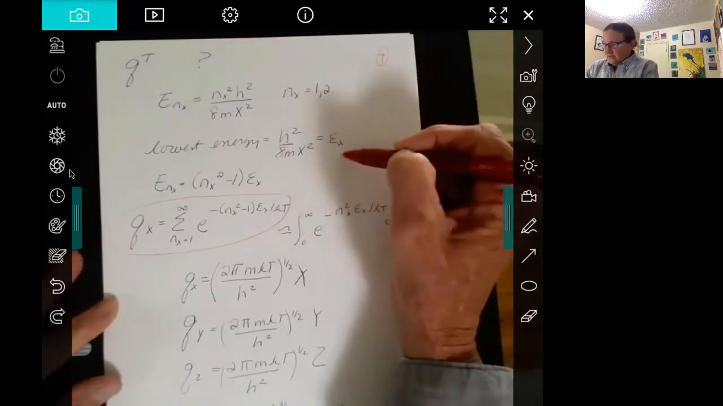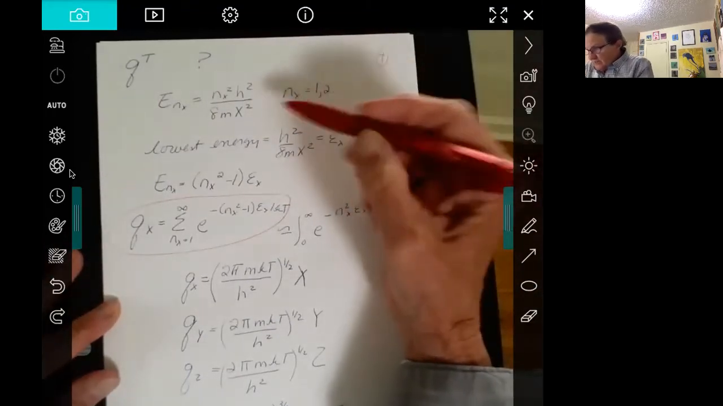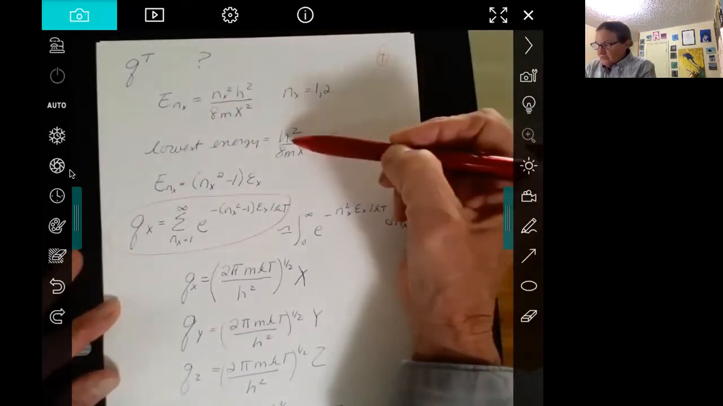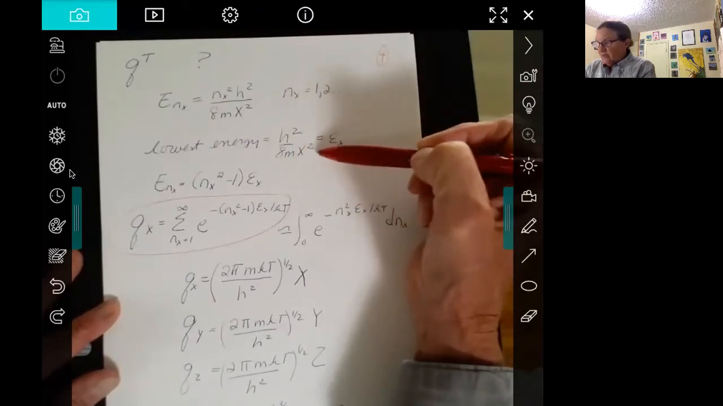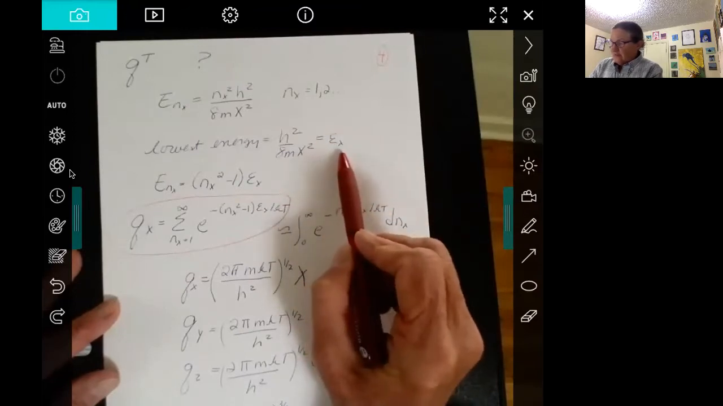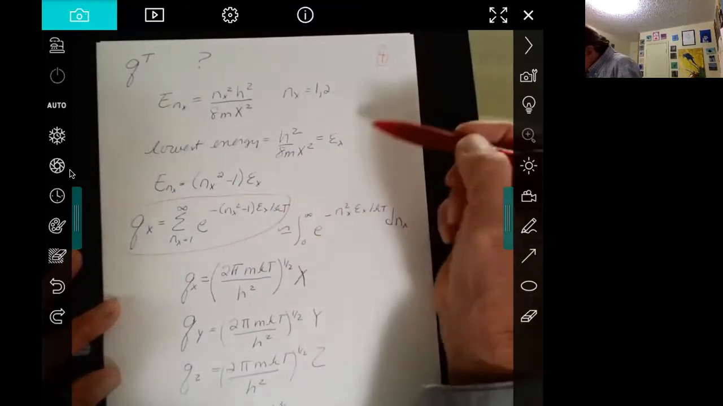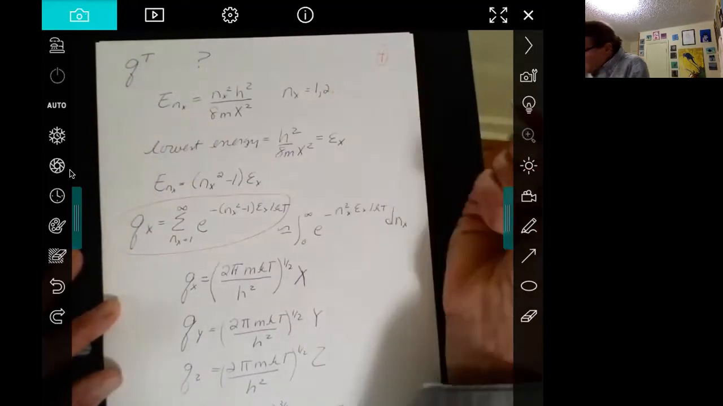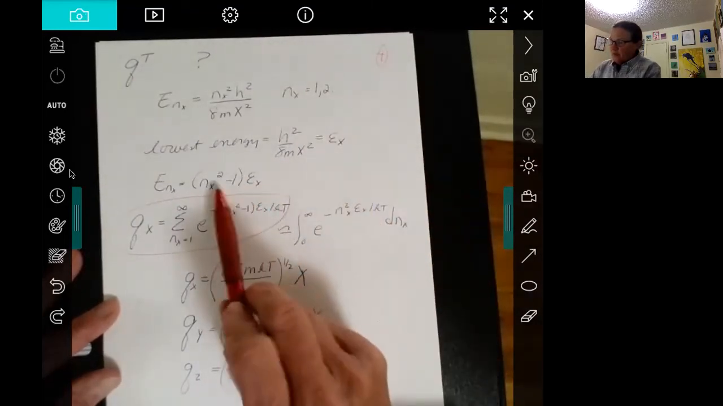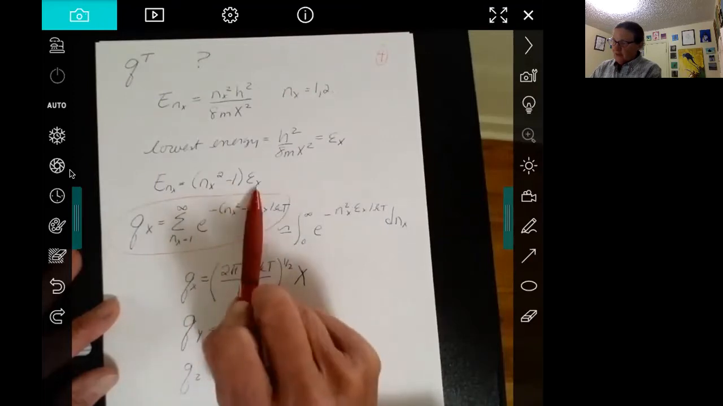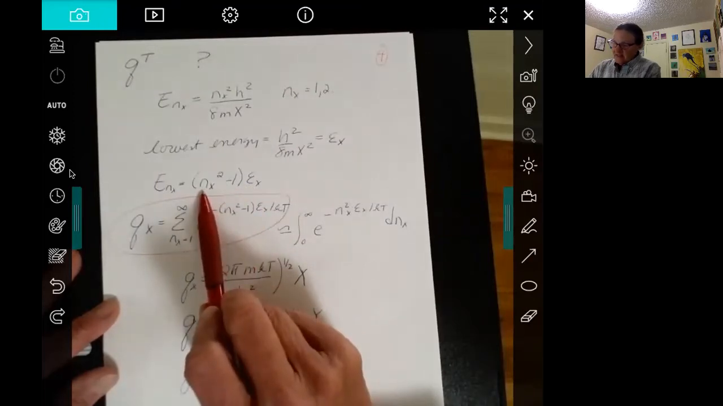So we're going to set the lowest energy equal to 0. When we have the lowest energy, it's when this is equal to 1. So the energy would be h squared over 8m, length of the box squared. And we call that, what are we calling that? epsilon x. Then we're going to subtract that from each energy. So that would mean in the ground state, 1 minus 1, the energy is 0. In the second excited state, it's 2 squared minus 1.